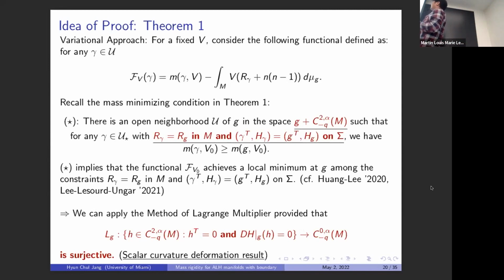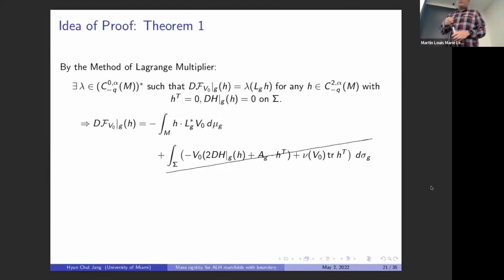Once we have this functional and this constrained minimization condition, then we can apply the method of Lagrange multipliers, provided that our constraint operator is surjective, that is, the linearization of the constraint operator is surjective. That's related to the scalar curvature deformation result. It's one of the necessary ingredients and the most technical part of our paper, I think. I'm not going to talk about that right now; I'm going to postpone it to the end of the talk. If one uses the method of Lagrange multipliers, then one can find an element in the dual space that satisfies this condition, with this boundary constraint as well.